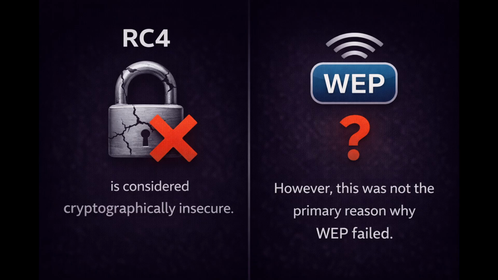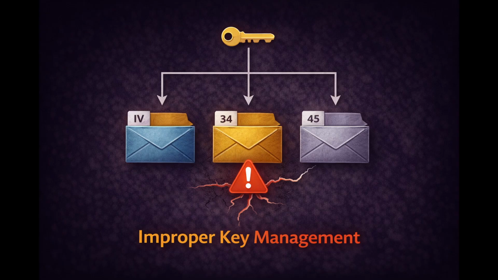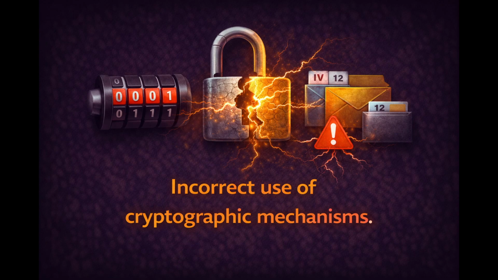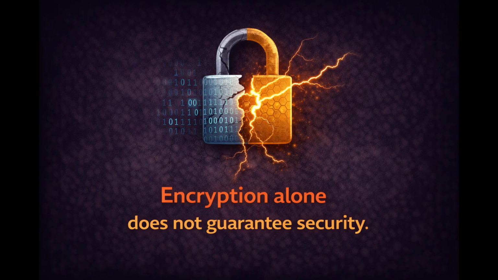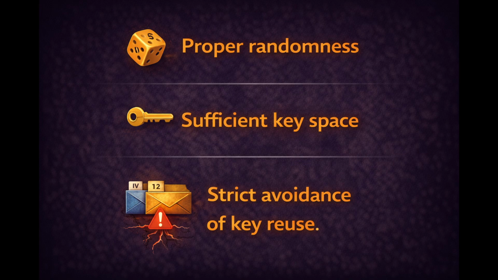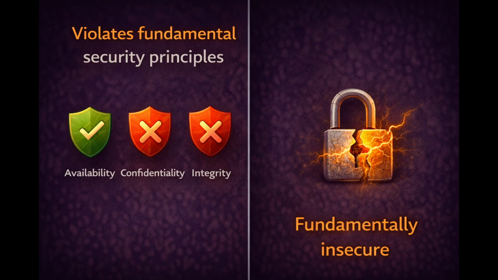Today, RC4 is considered cryptographically insecure. However, this was not the primary reason why WEP failed. Instead, the real issue lies in improper key management and the incorrect use of cryptographic mechanisms. WEP demonstrates that encryption alone does not guarantee security. Secure systems require proper randomness, sufficient key space, and strict avoidance of key reuse. WEP violates all of these requirements. As a result, it is fundamentally insecure and unsuitable for protecting wireless networks.